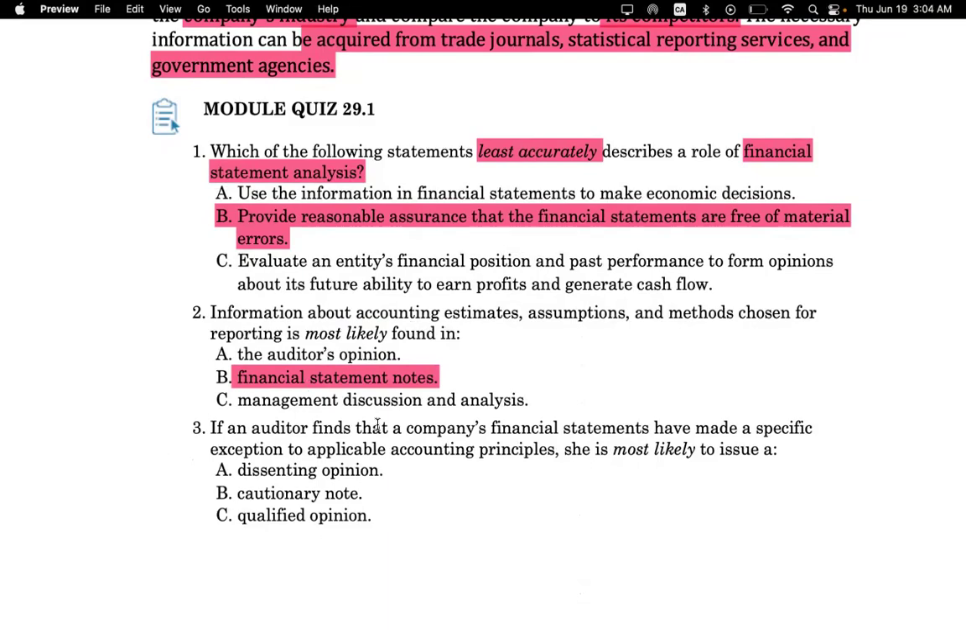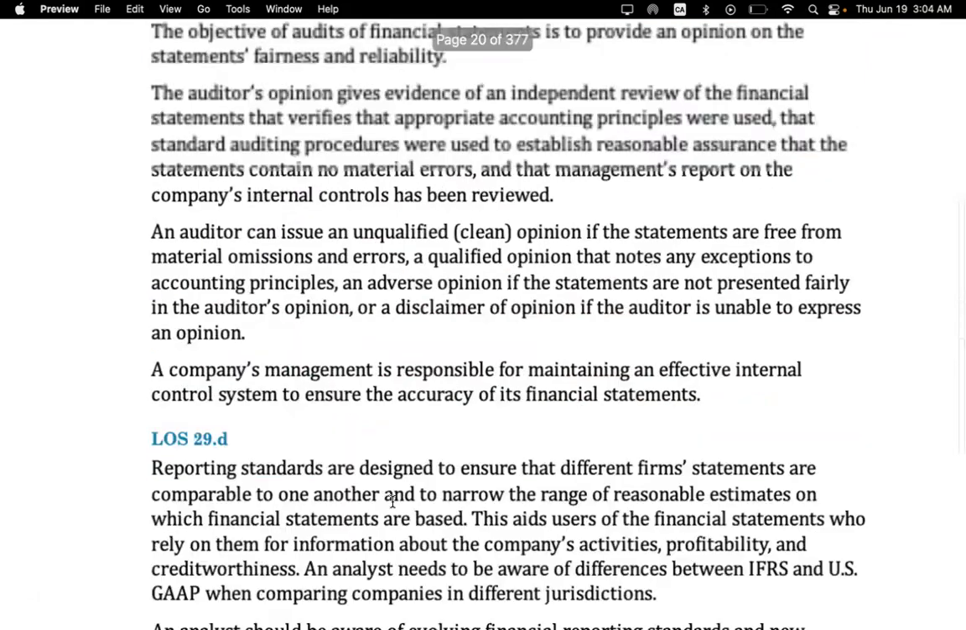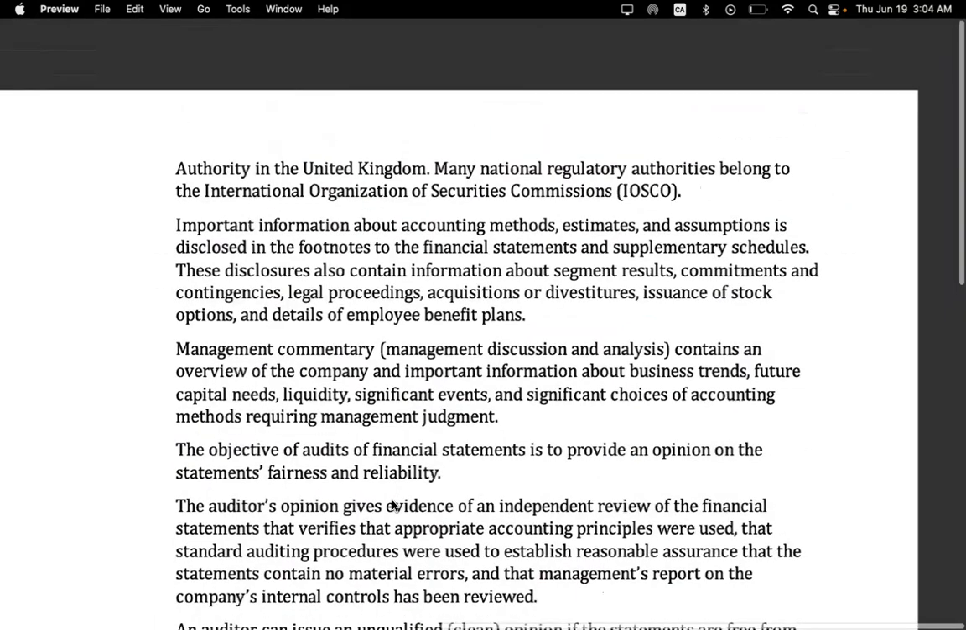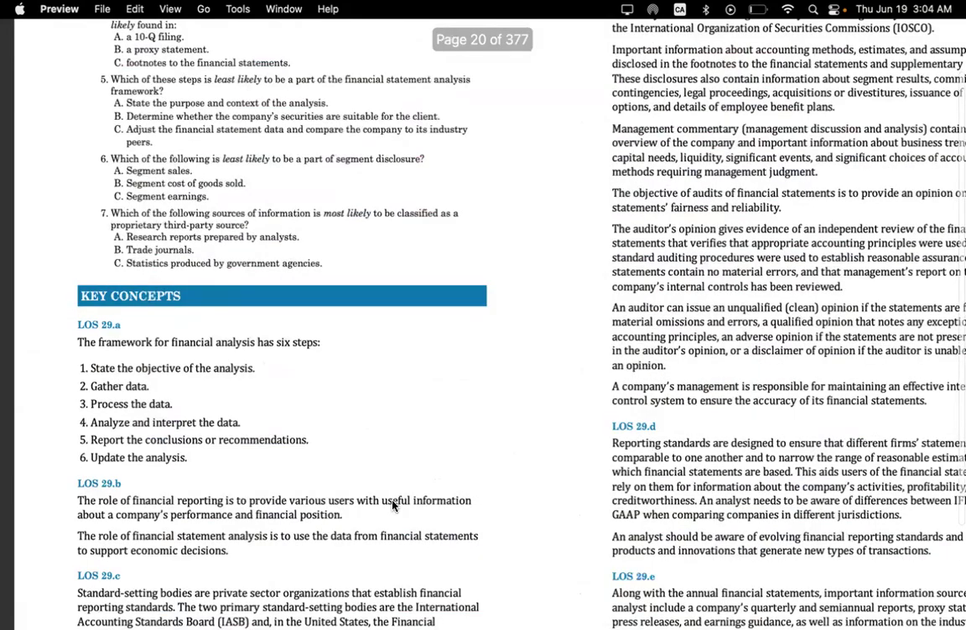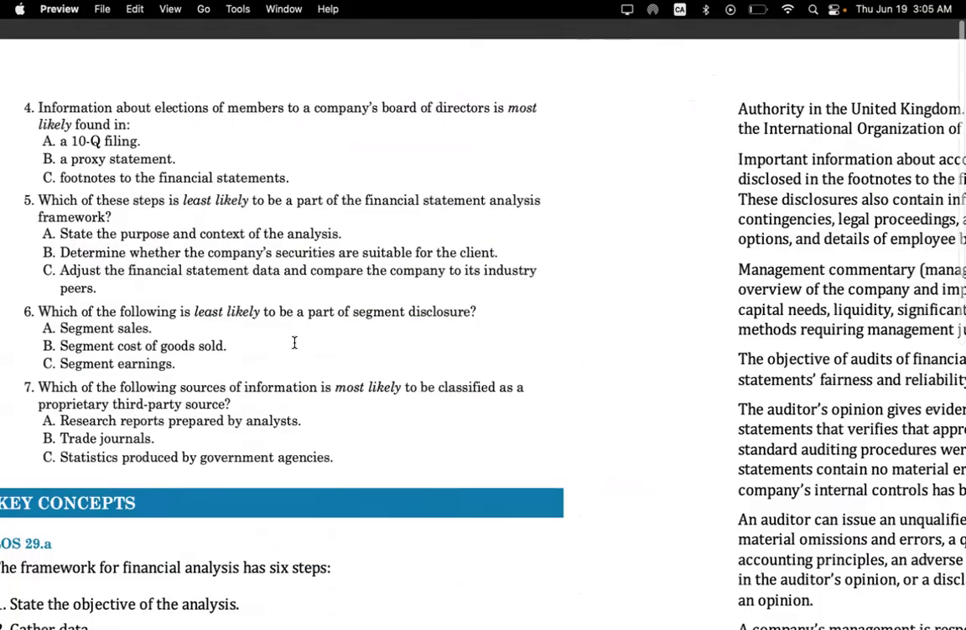If an auditor finds that a company's financial statements have made a specific exception to applicable accounting standards, she is most likely to issue an exception, so a qualified opinion. We can just review. Information about the elections of the members to a company's board of directors is most likely found in a 10-Q filing? This was unaudited interim financial statements. So the proxy statement would be the answer.